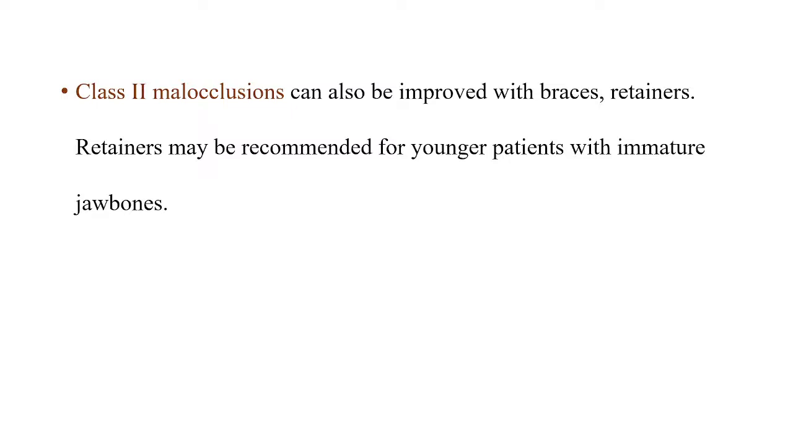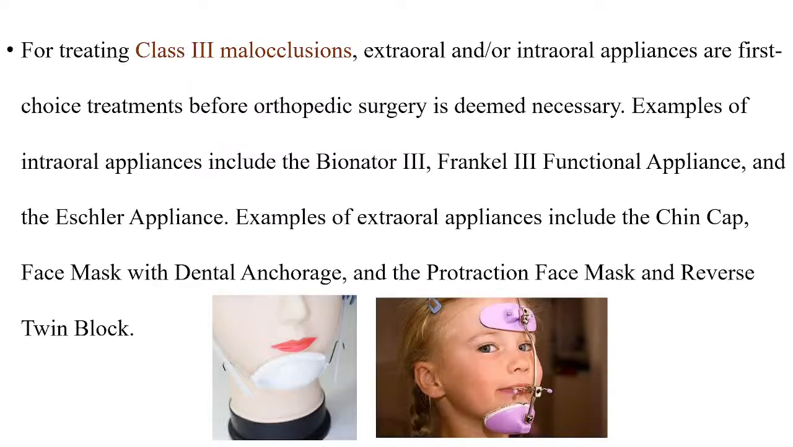Class 2 malocclusion can be improved with braces and retainers. Do we understand what class 2 is? The upper jaw was ahead. But if you have class 3 malocclusion, meaning your lower jaw is ahead, then if the child is in a growing stage, we can provide some extraoral appliances also. Like you can see in this photograph, this is a chin cap. This is a face mask. If in the growing phase, we can provide these appliances. Otherwise, we can opt for even surgeries.